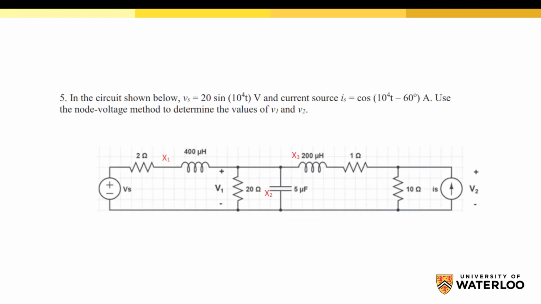For problem 5, in the circuit shown below, the voltage of the source is equal to 20 sine 10 to the power 4t, and the current source Is is equal to cosine of 10 to the power 4t minus 60. Use the node voltage method to determine the values of V1 and V2. So we need to calculate the voltage V1 here and the voltage V2 across the current source here.